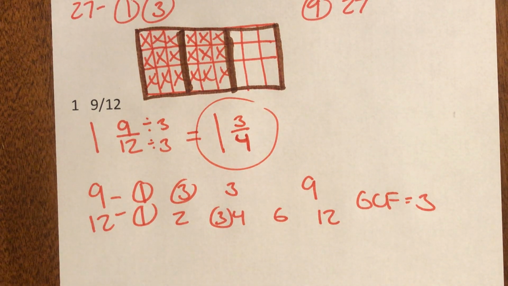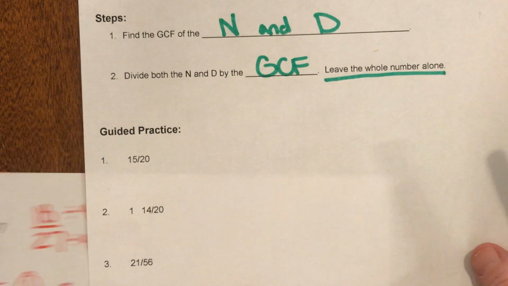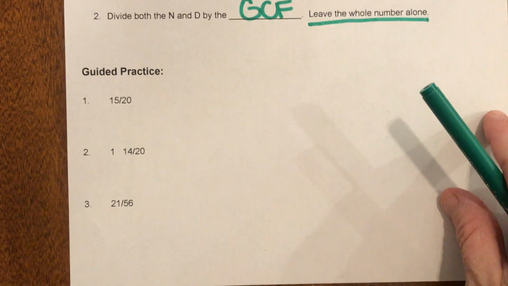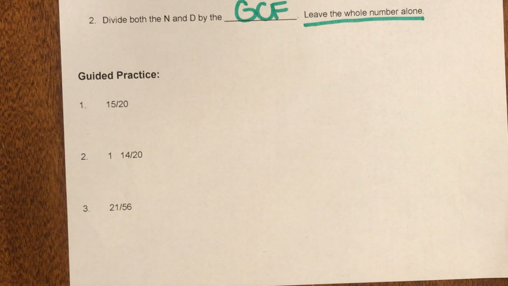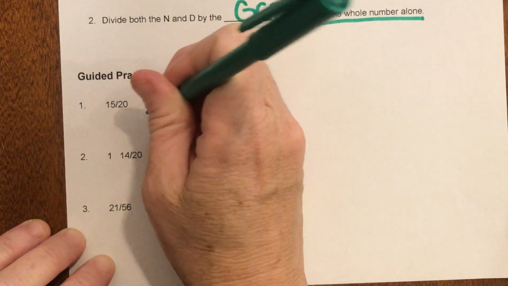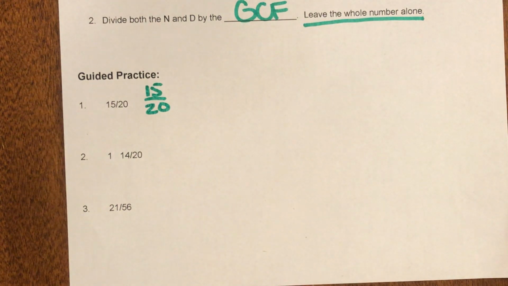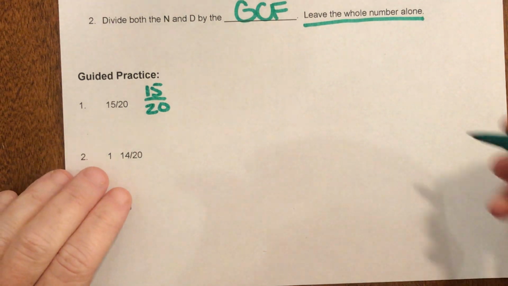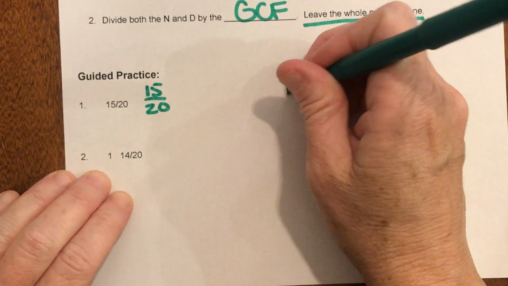Okay, so let's try a couple together. Okay, so here's our first one, 15/20. Okay, again, if you are like me and you prefer it this way, I don't know why, but I prefer it to look like that. So we need to find the GCF of the numerator and denominator. So I might just come over here and do it.